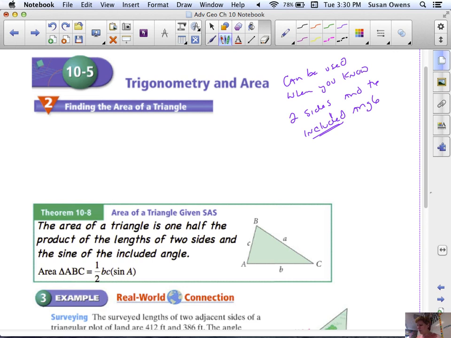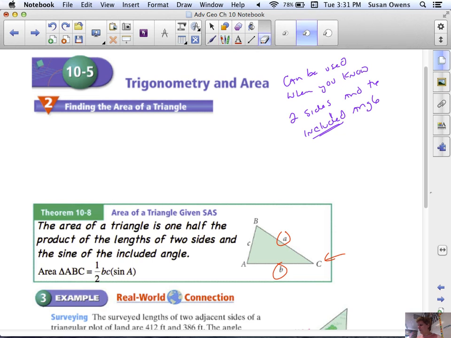Okay. So it really doesn't matter what side is A, what side is B, and what side is C. The important part is that suppose I know sides C and B, then it would have to be angle A that I'd have to know in order to use this. Or if I knew sides A and B, it would have to be angle C that I would know in order to use this formula.